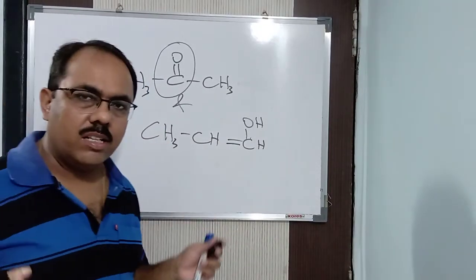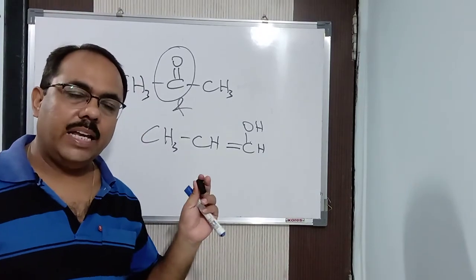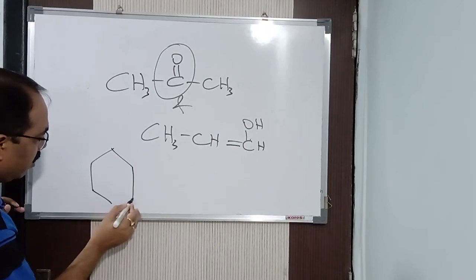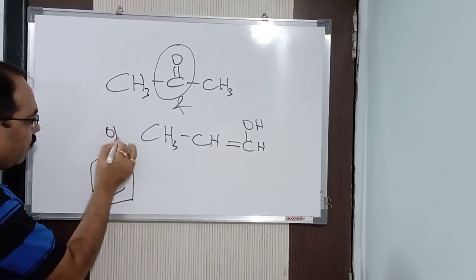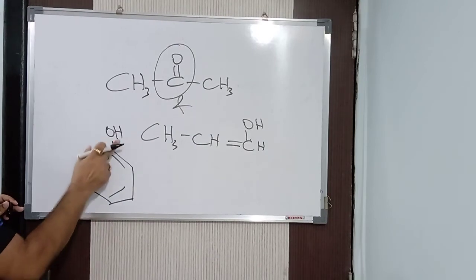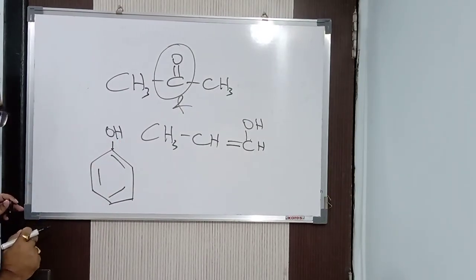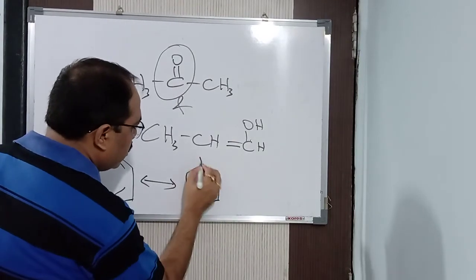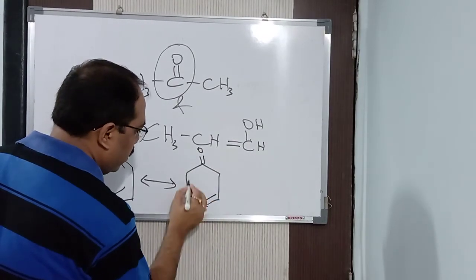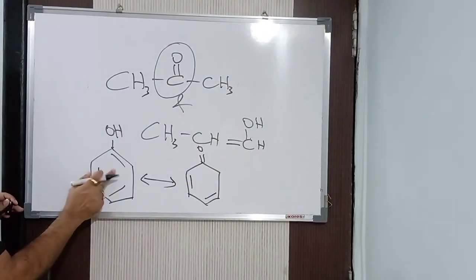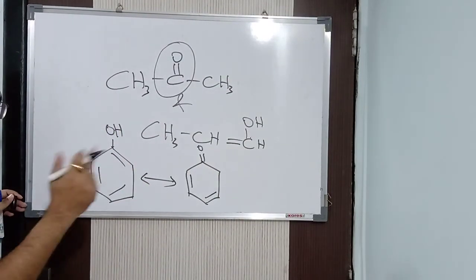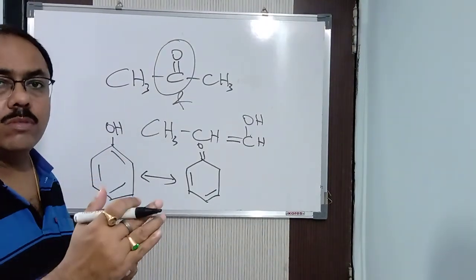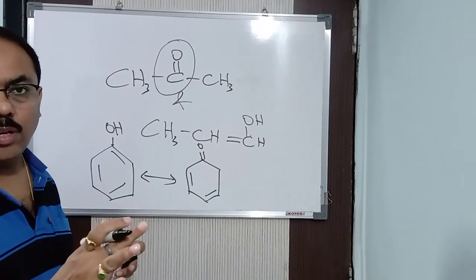You cannot generalize that the keto form will always be stable and the enol less stable. Not at all. Suppose you see this structure. This is also an enolic form, and this enolic form is more stable than the keto form. This is the keto form. So you cannot generalize it. It differs from compound to compound, so you cannot mug it up. You have to understand it.